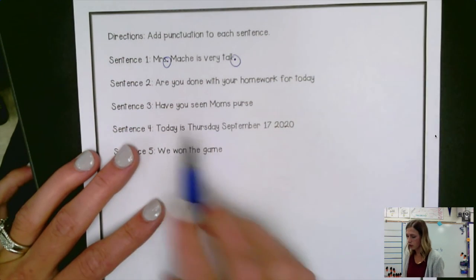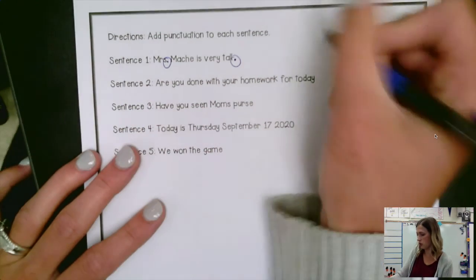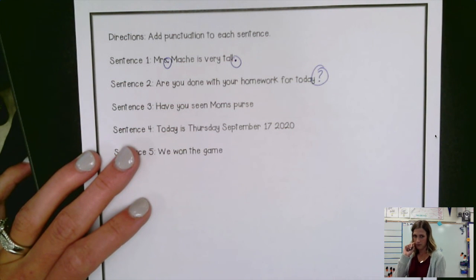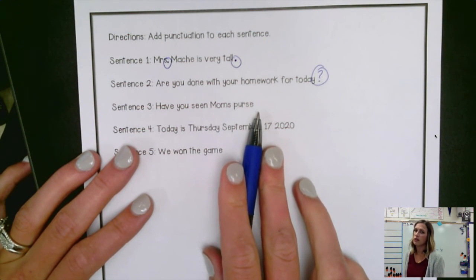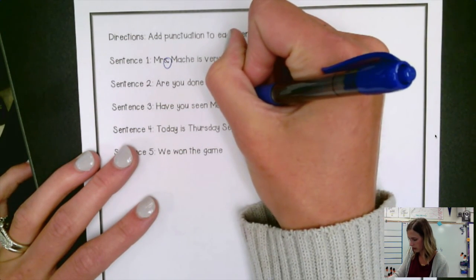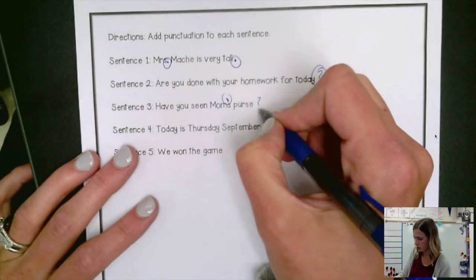Second one, are you done with your homework for today? Sounds like a question, right? Well, questions need a question mark. Go ahead, circle it to make it easy for us to see. Next, have you seen Mom's purse? Whose purse? Mom's purse. So because it belongs to her, we'd use an apostrophe here between the M and the S. There's another question, so it's going to end with another question mark.